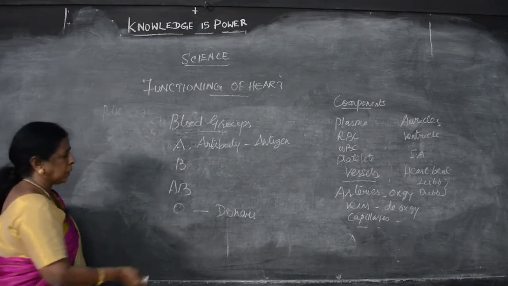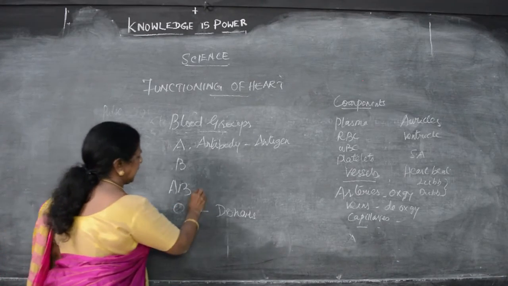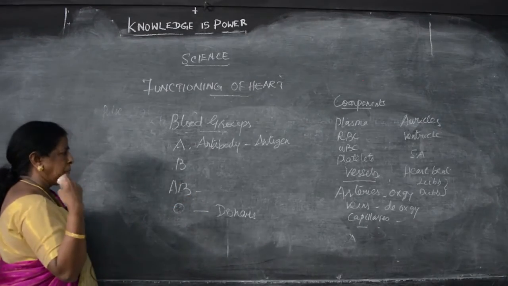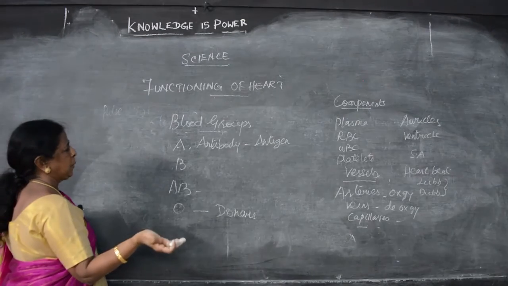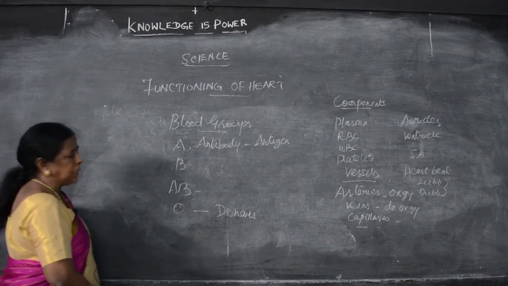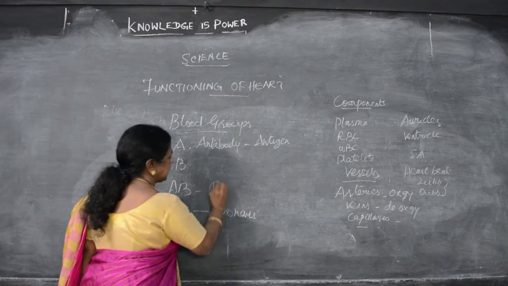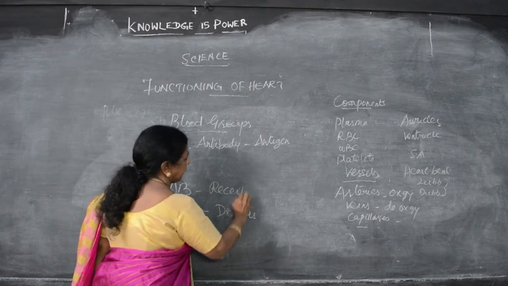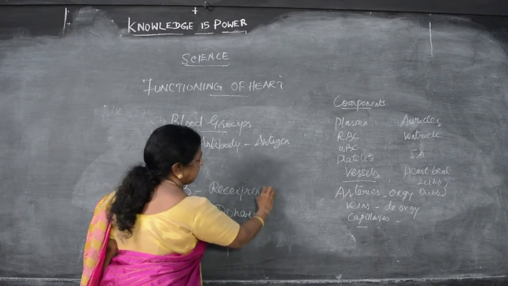They can give blood to anybody. So they are donors. AB cannot get blood from all groups. That is, they can receive blood from A, from B, from O. So they are known as recipients. They are receivers.